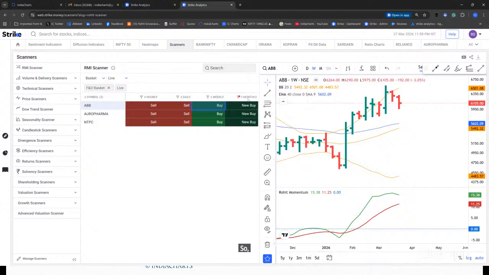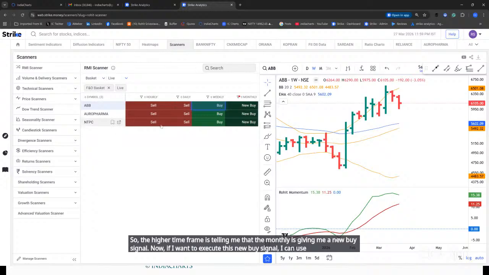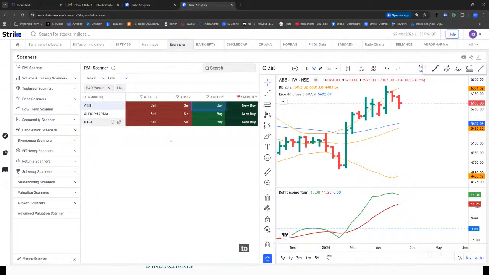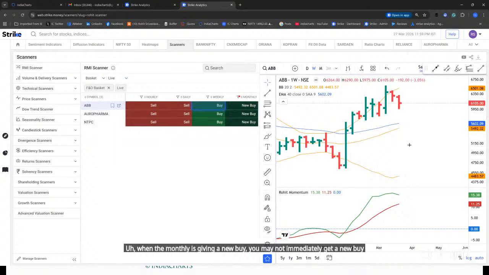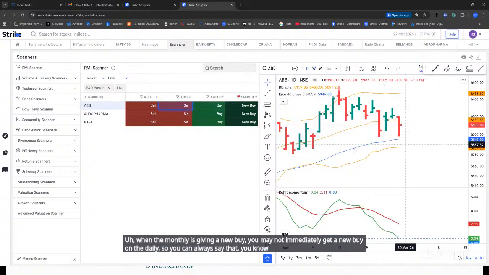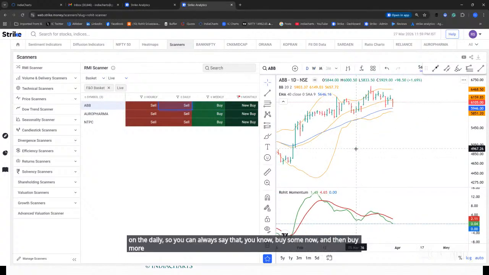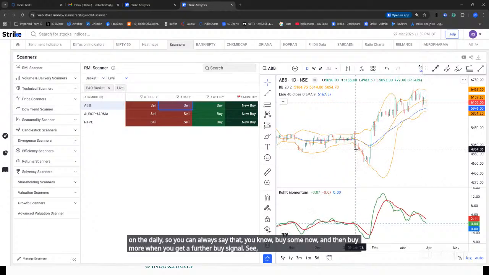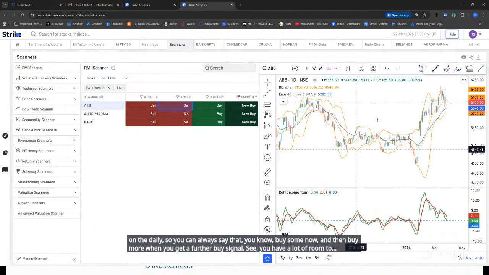So the higher time frame is telling me that the monthly is giving me a new buy signal. Now, if I want to execute this new buy signal, I can use a lower time frame to execute it. But you see, when the monthly is giving a new buy, you may not immediately get a new buy on the daily. So you can always say that, buy some now and then buy more when you get a further buy signal. See, you have a lot of room to play around.